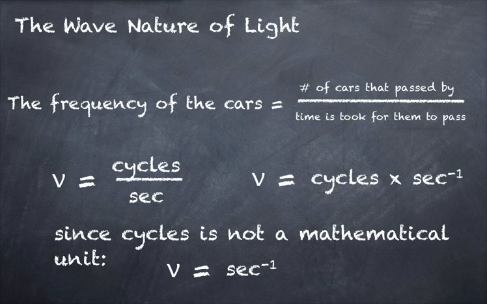Now, you have to be careful: cycles is not a mathematical unit. You do not use cycles to actually measure something with. It's only something going around. It's not something that's measurable. So for that reason, the unit for frequency is just inverse seconds: anything divided by 1 second, or a second to the -1 power.